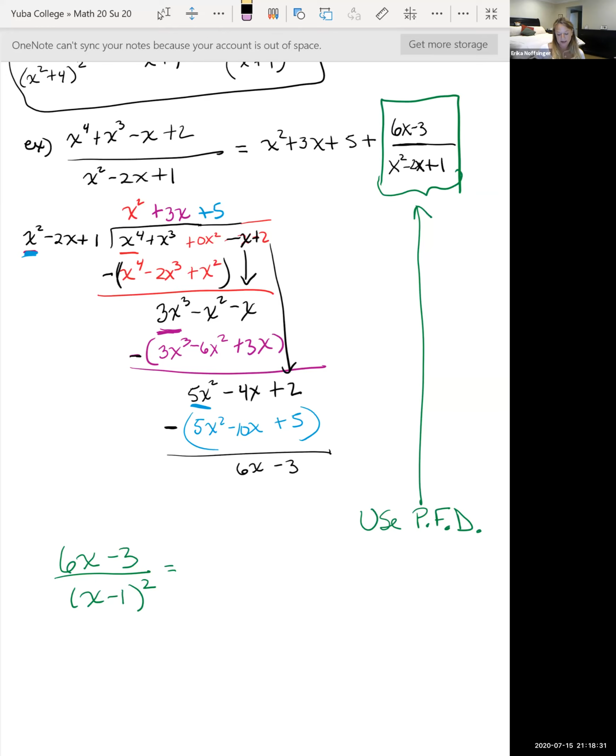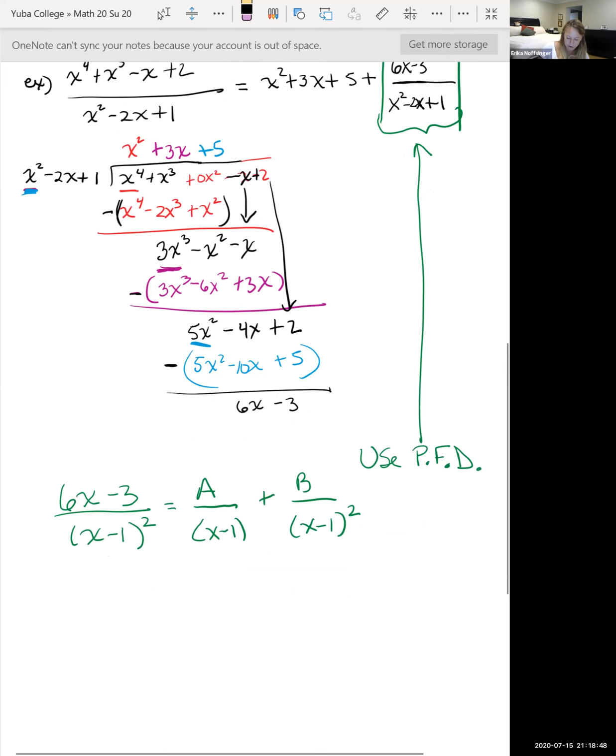Determine the type of factor on the bottom. Well, it's linear and it's repeating. So we would have A over x minus 1, and we would have plus B over x minus 1 squared. If we multiply by the LCD, you get your numerator 6x minus 3 equals A, well, only one of the x minus 1s cancels, so you're left with x minus 1 times that A quantity, plus B, since both of the x minus 1 quantity squared cancels. So you're just left with B.